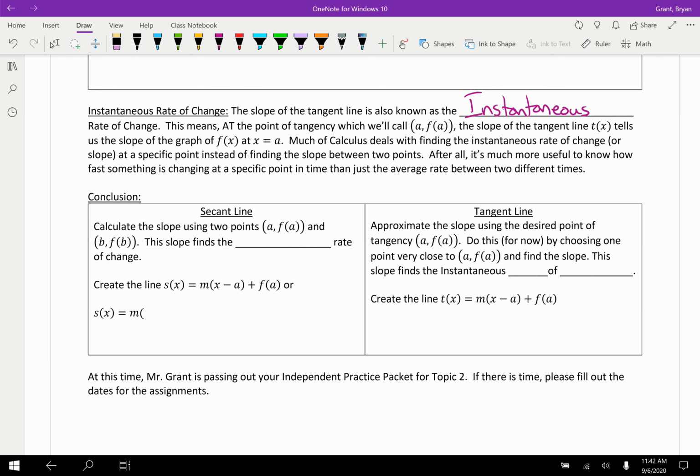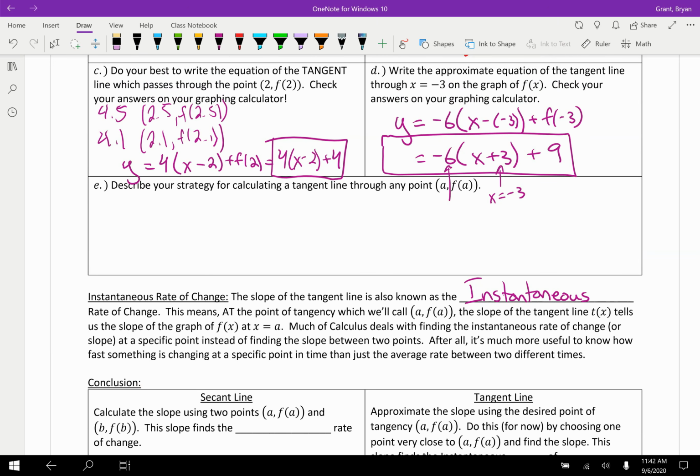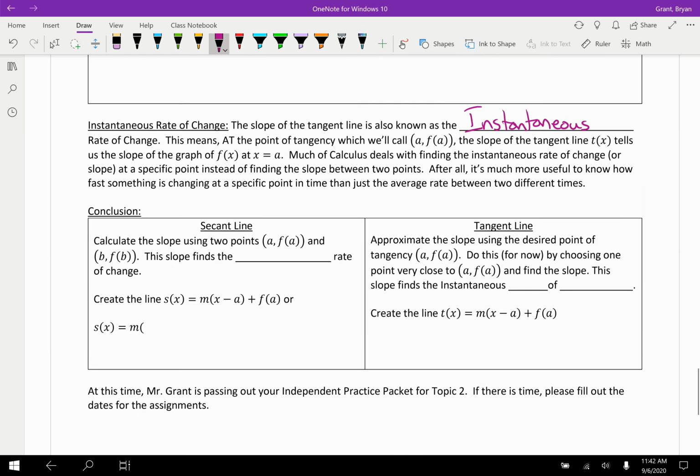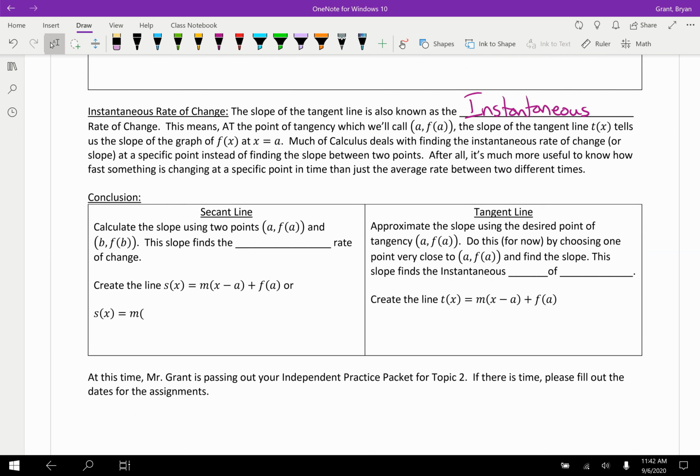the slope of the tangent line, and a lot of times I'll call my tangent line t of x. I probably should have done that up here. You can call it y. There's no real rule, but I like t of x just because it reminds you it's a tangent line. The slope of the tangent line tells us the slope of the graph of f of x at x equals a, and that's again because our tangent line is parallel to the graph at that point.